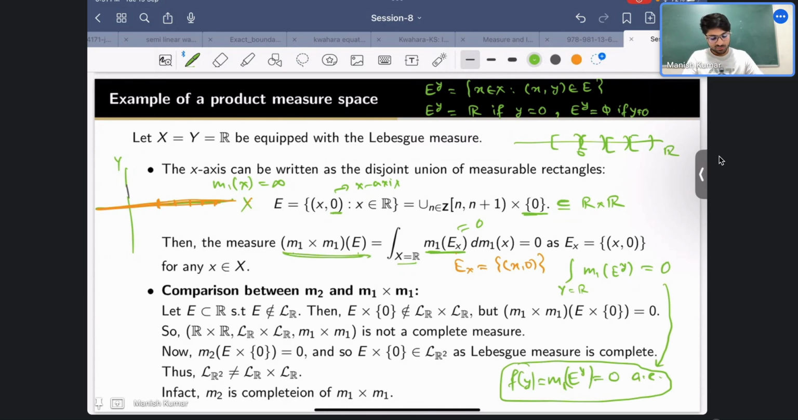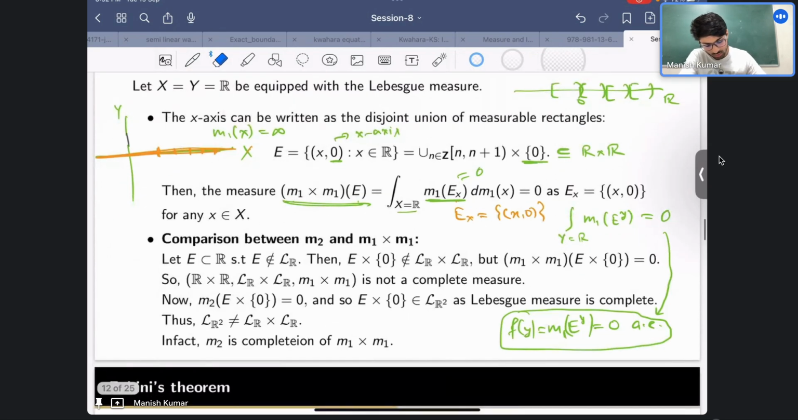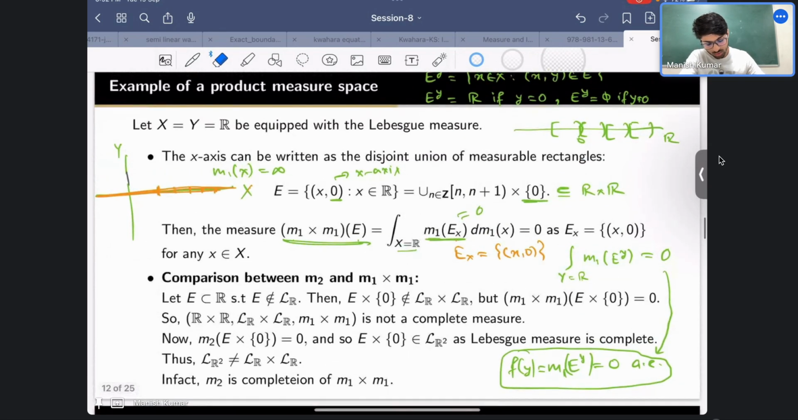Okay, so now let me tell you the difference. Let's say you are in R2. In R2 you have the Lebesgue measure, this Lebesgue measure M2, right? Just a second.